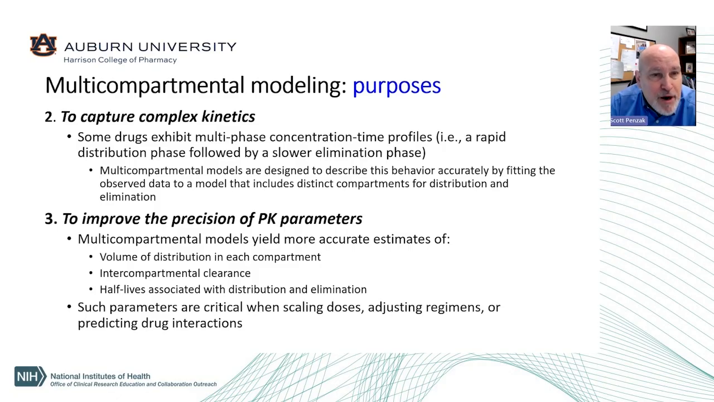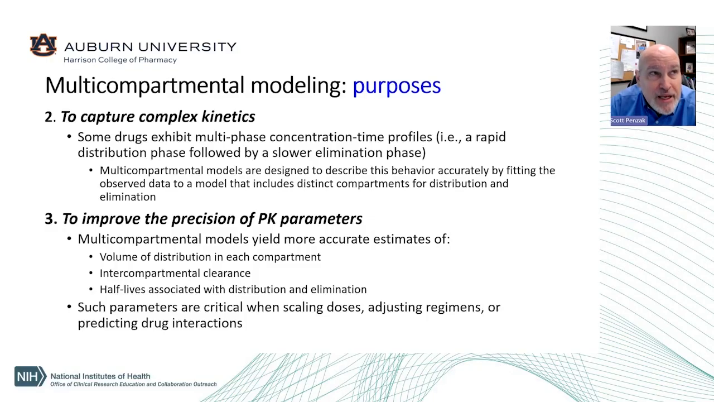Also, with multi-compartmental modeling, if one gets a very accurate model with really good fit, it can improve the precision of pharmacokinetic parameters. Multi-compartment models yield more accurate estimates of volume of distribution in each of the compartments, intercompartmental clearance, right, or the elimination between the different compartments, those micro constants, also half-lives associated with the distribution and elimination. Such parameters are critical when scaling doses, adjusting regimens, or predicting drug interactions.